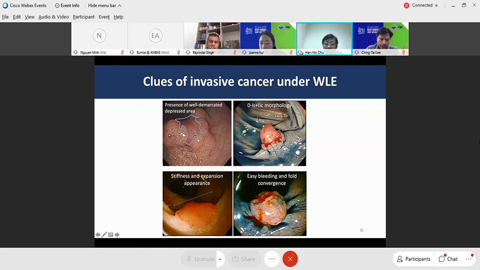And this very specific 0-Is plus IIc morphology is actually the upward growth of the central depressed area, which usually already has cancerous change of the depressed lesion, like this crown. So this is a very, very characteristic morphology of deep invasive cancer.